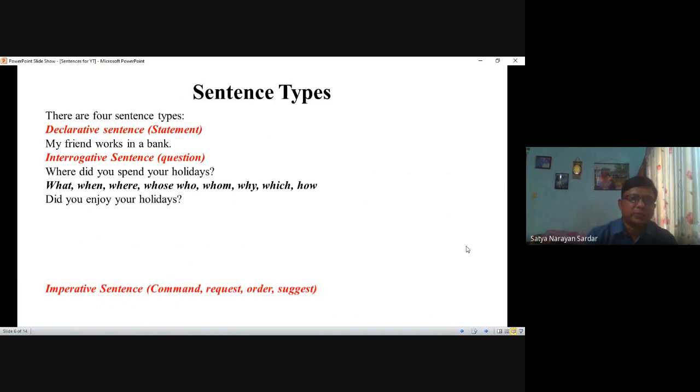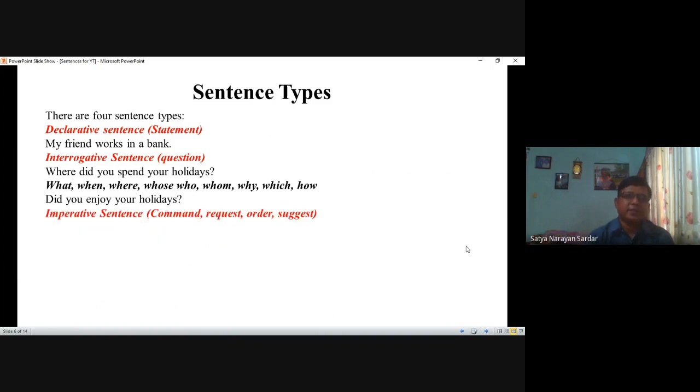Two types gone, declarative and interrogative. Next we have the imperative sentence, which may be a command, request, order, or suggestion. Any one of these can be, and you can have different starting points. For example, starting from a base verb: come here, go there. Similarly, please help me. It may start from a base verb, or please. Also, could you support my idea? This is also one kind of request or imperative sentence.